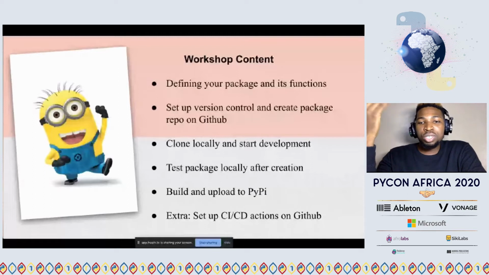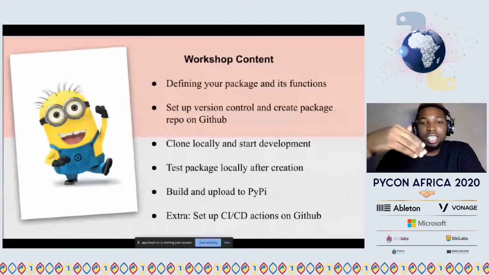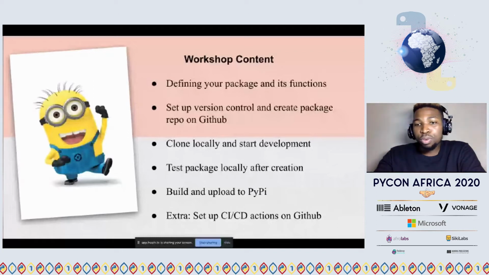Then we're also going to set up version control, and I'll create a package repo on GitHub. So if you have defined your package and you know some of the basic functions that are going to be in the package, the next thing is to set up version control on GitHub, obviously. Version control helps you collaborate with other developers, and helps you version your repo, your software and your tool. So we're going to be doing that as well.